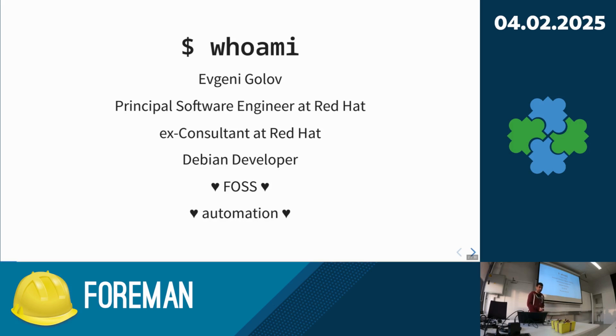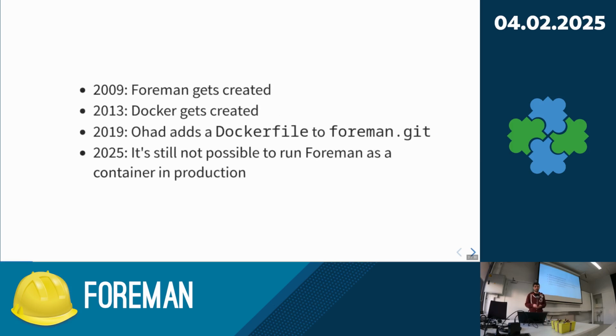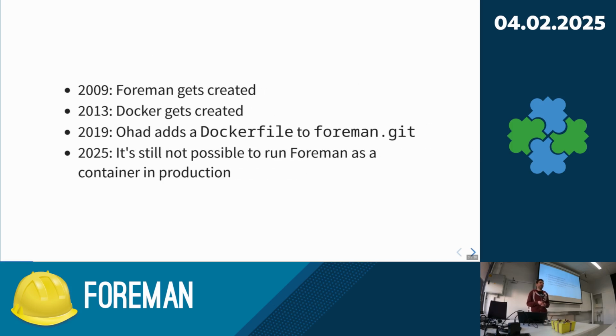Yes, so let's see what our journey should look like or could look like. But every time that you look at the journey, you also need to look at the history, because you need to know where you come from. So Foreman was created in 2009 by Red Hat, and Docker was created in 2013. So we are even older than that thing.